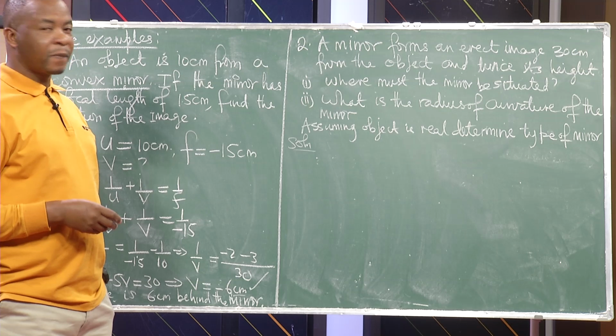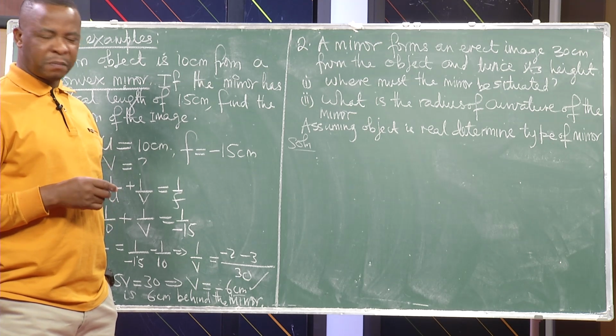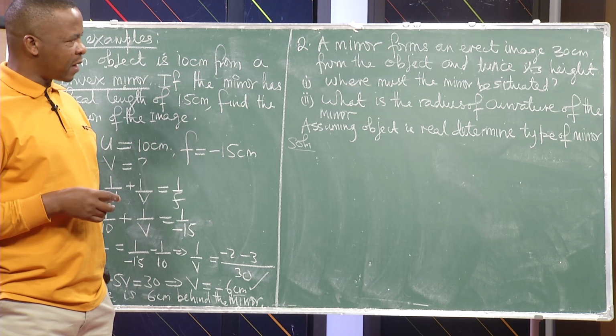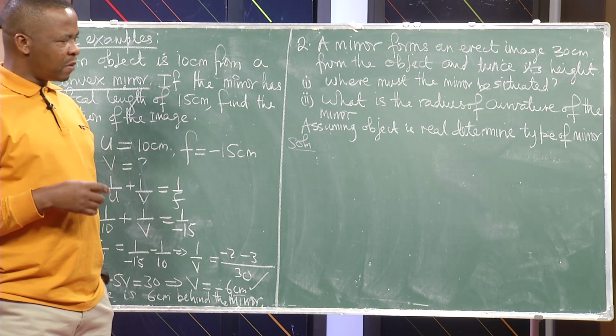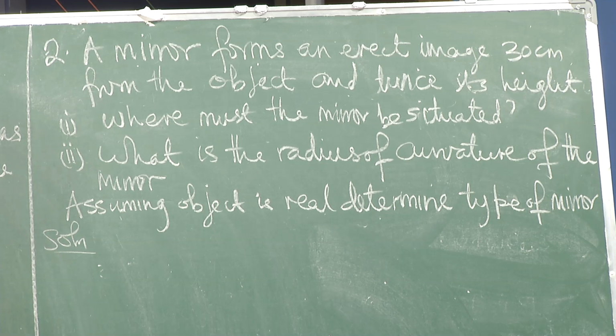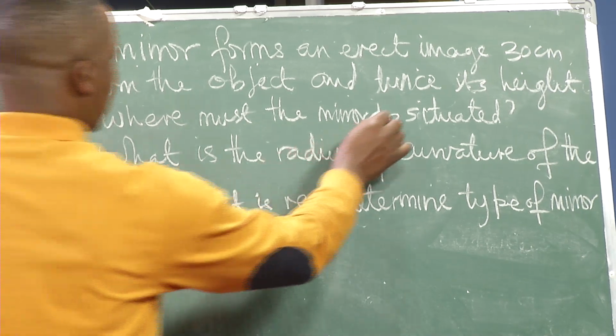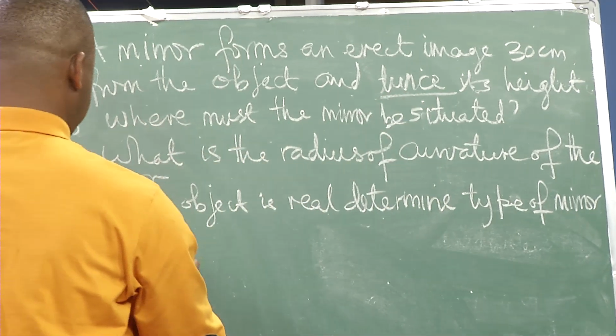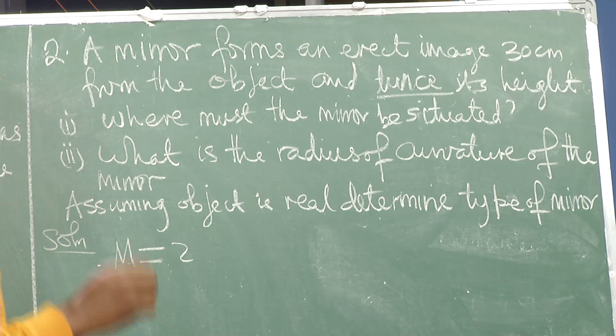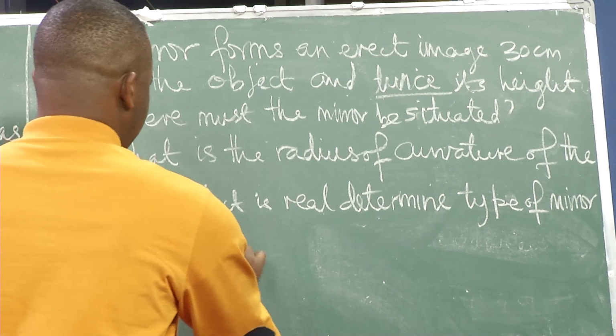Question 2. These questions will give us skills on how to interpret these numbers. I noticed we need to do a little more numbers before we look at the focal length experiments. A mirror forms an erect image 30 centimeters from the object, and twice its height. Now, if they are saying twice, that is the magnification. The magnification is 2.